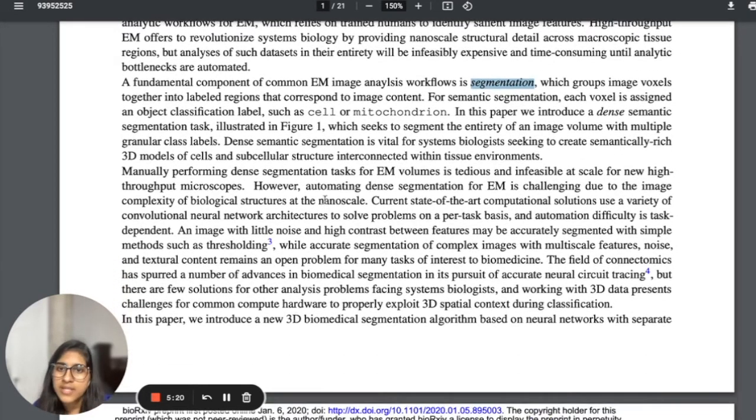So they do say that automating the dense segmentation of EM images is challenging. And the reason for this is because, again, these biological structures are at a nanoscale and they're so complex that it's hard to tell between the features because of the large amount of noise and the low amount of contrast. It's hard to differentiate between different cells and different organelles because of, again, the multi-scale features, the noise, and the textural content, which is a really open problem for biomedical imaging.